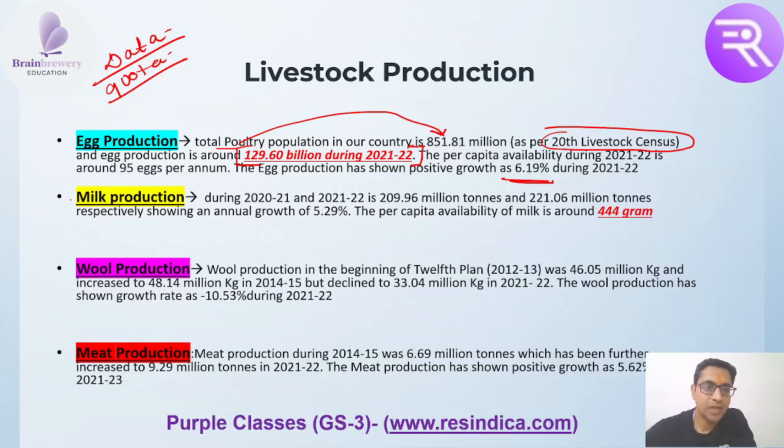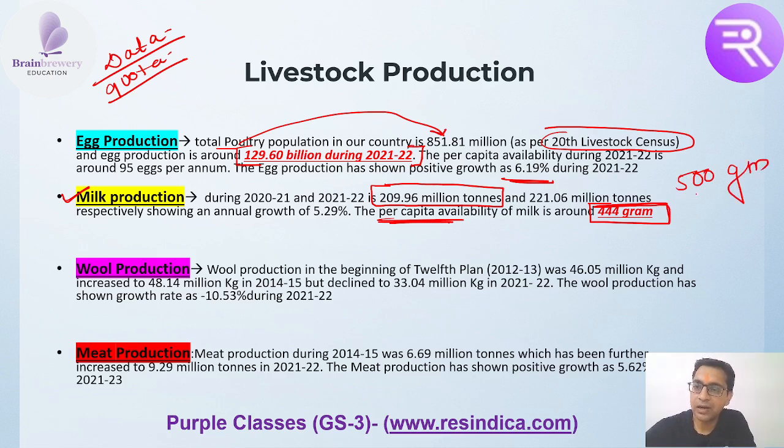Then milk production. How much is the milk production? It is 209.96 million tons, with a growth rate of 5.29%, and per capita availability is 444 grams. This is a very good amount. That means we are reaching up to 500 grams per capita in our country. So the more production there is, the more export potential. Our children will be getting more and more milk, and from the start they will not have deficiencies of calcium and various other micronutrients.